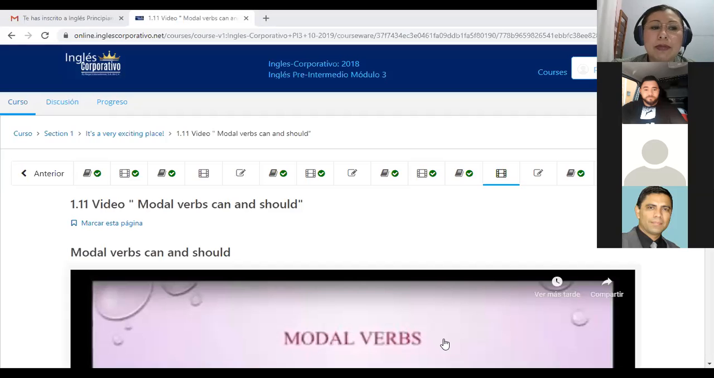Today is Thursday, so it's our last day of the week. We are finishing our first week of intermediate three. So we are finishing today section number one, and we expect to start section number two and part of section number three by next week, okay? For today, I'm going to show you on the platform the part that we are going to cover in today's class. We are going to cover from 1.11, modal verbs can and should.